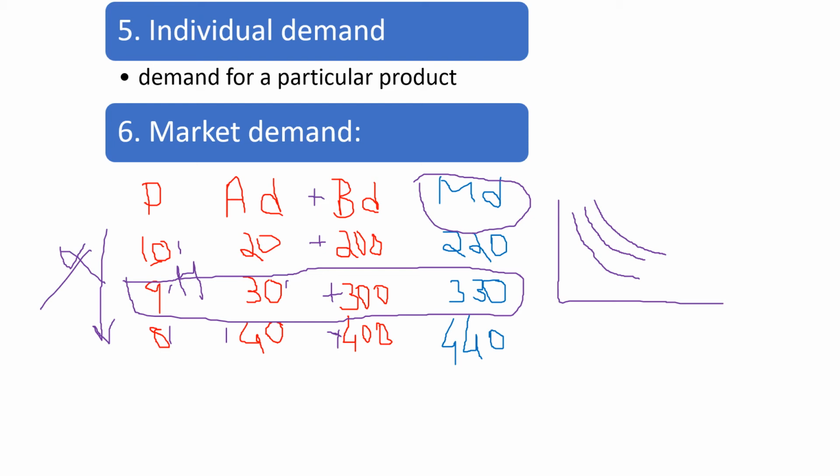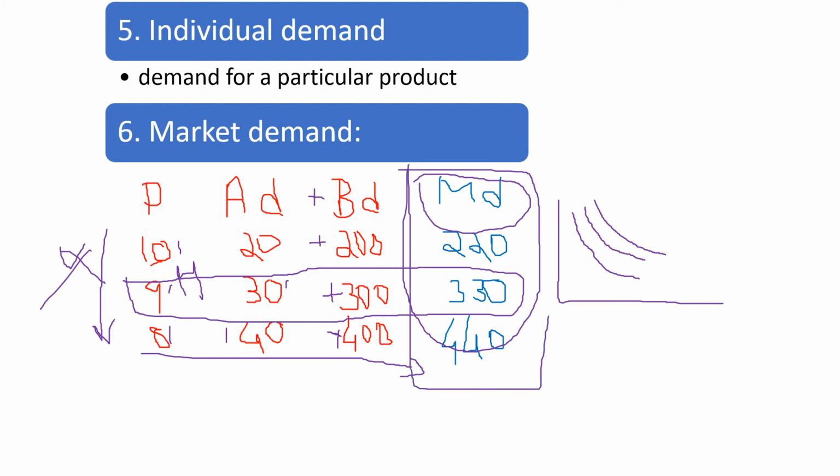So here the market demand curve is the most right demand curve. So what you have to remember here? It is a horizontal summation and the market demand curve is the most right demand curve. Not A's demand curve, not B's demand curve. It is which demand curve? Market demand curve.